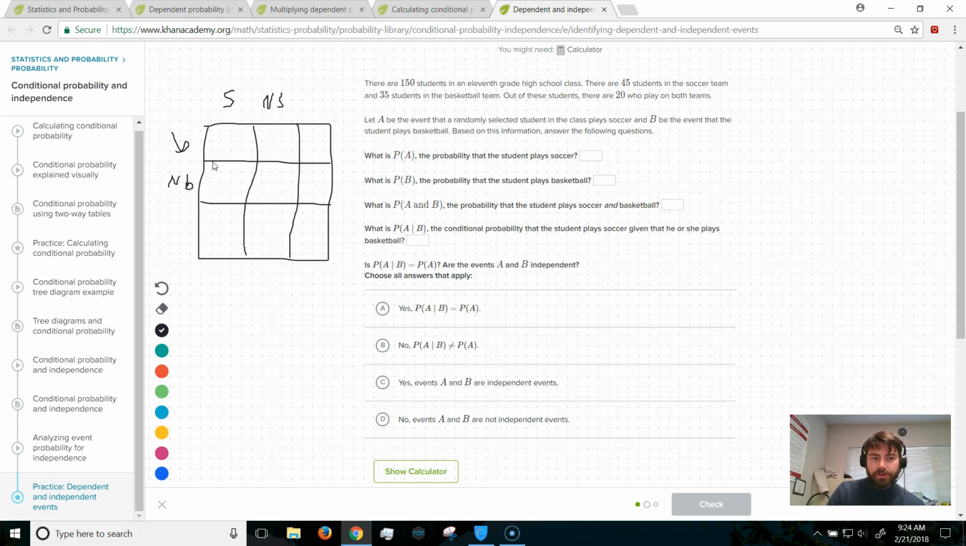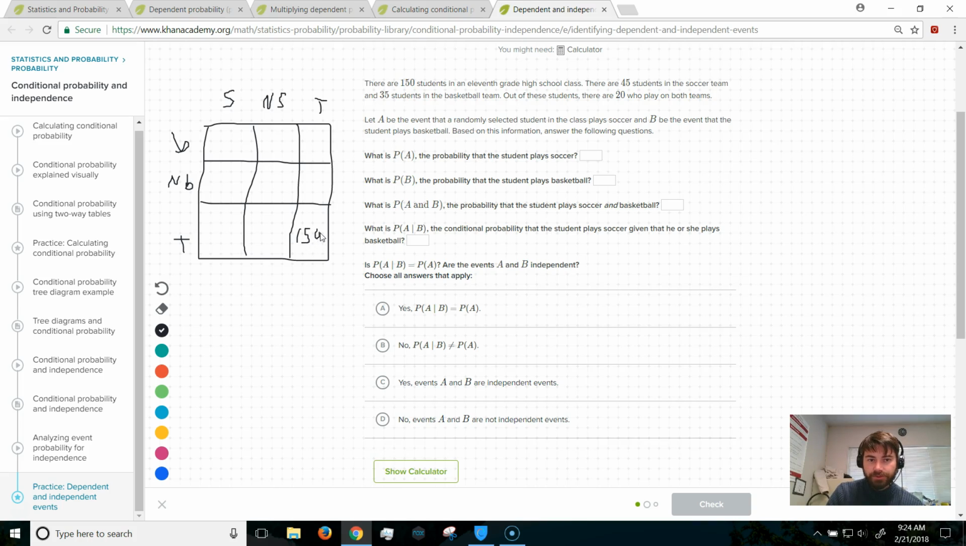So this is kind of on or off, so we call them Boolean, true or false statements. If you play soccer, you could also not play soccer. If you play basketball, you can also not play basketball. That's why the table is set up this way. The last column and row are just the totals. Okay, so what is the probability they play soccer? There are 150 students. There are 45 on the soccer team. I'm just going to put the raw numbers, not percentages, on my table.